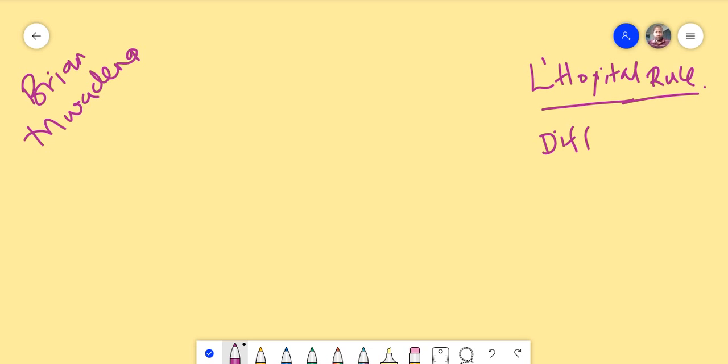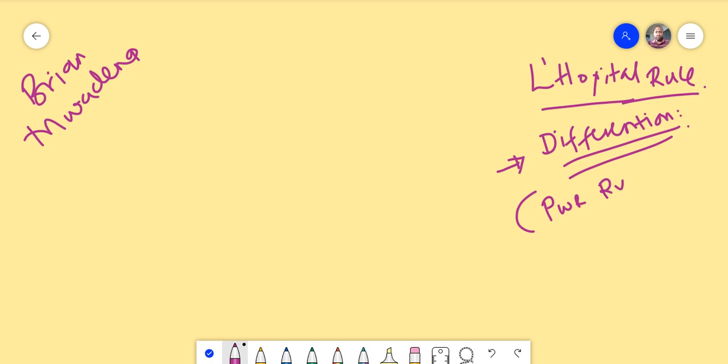Differentiation is the thing that we are doing exactly for this Calculus 1, so you have to know differentiation. Before I talk about the L'Hospital rule, I want to talk about differentiation, and especially the technique I'm going to talk about here. There are various techniques of differentiation, but the one I'm going to talk about specifically is known as the power rule.